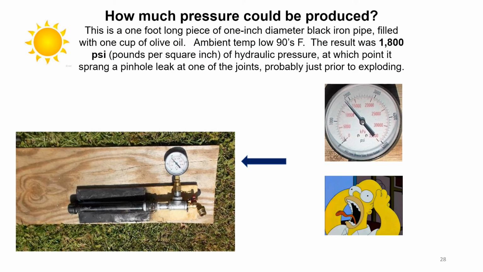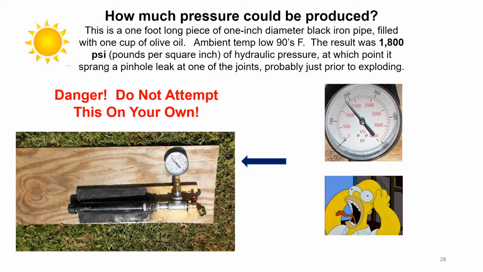How much pressure could be produced? This is a 1-foot long piece of 1-inch diameter black iron pipe filled with 1 cup of olive oil. The ambient temperature was in the low 90s Fahrenheit. The result was 1,800 psi, pounds per square inch, of hydraulic pressure, at which point it sprang a pinhole leak at one of the joints, probably just prior to exploding. I must note this is dangerous. Do not attempt this on your own.